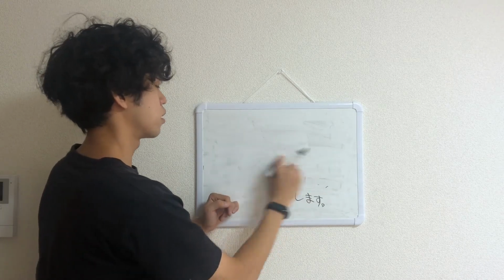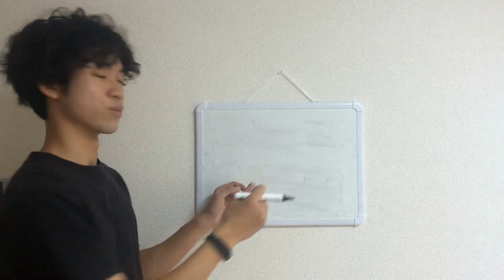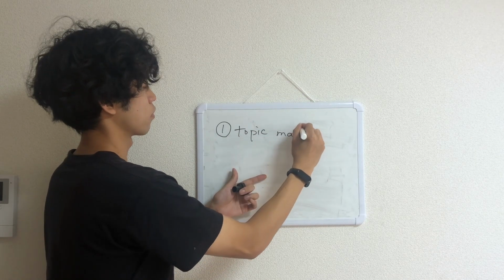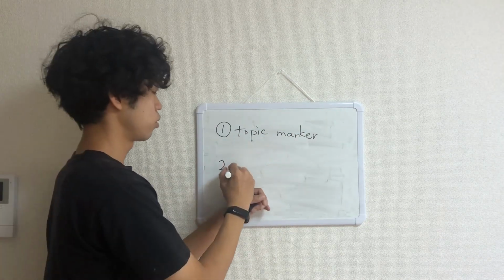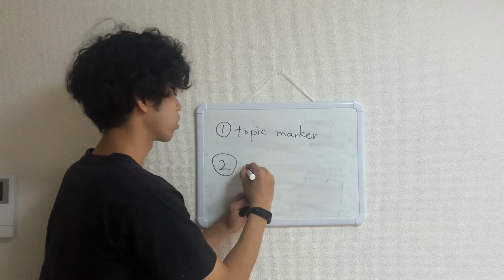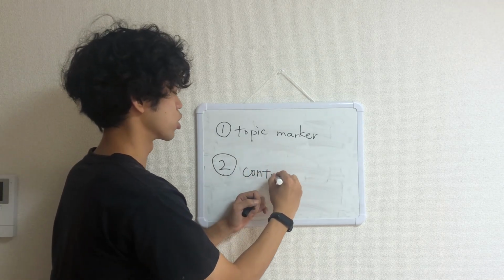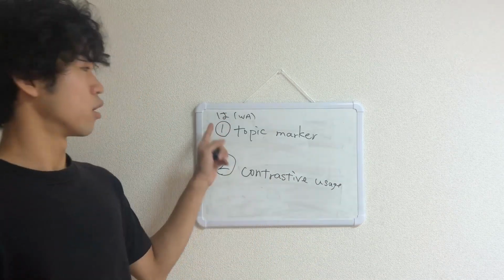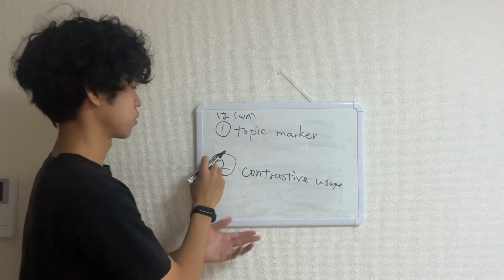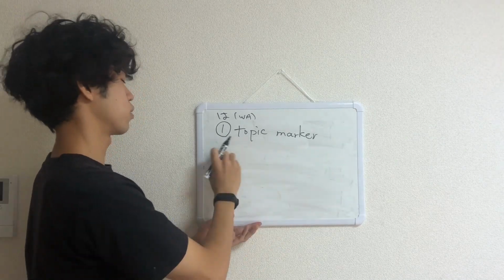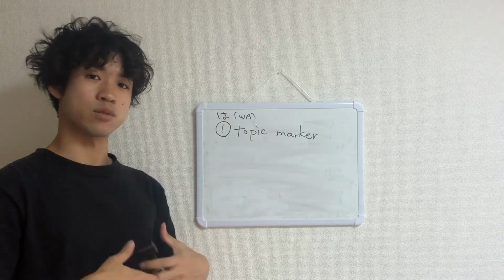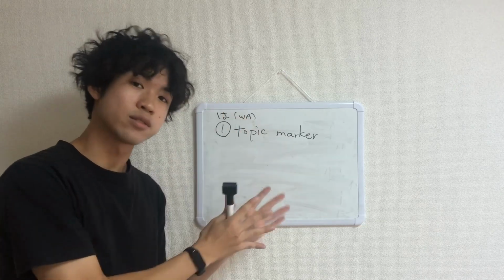Let's look at the usage. I'm just going to tell you the usage of wa. There are two ways of using wa. One is going to be topic marker. Two is going to be contrastive usage. By the way, I'm talking about wa. Okay, feel free to take a screenshot. Now, what's topic marker? Let's talk about topic marker first. Topic marker means we use wa to describe that we are talking about this thing.